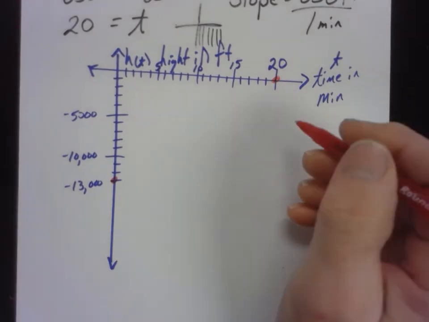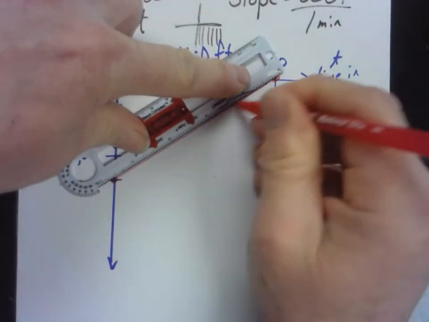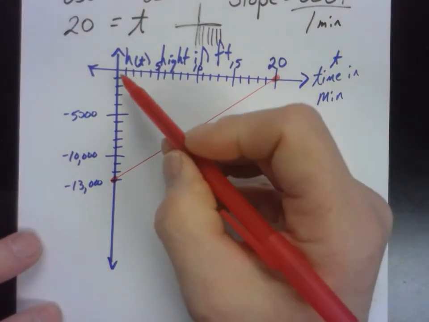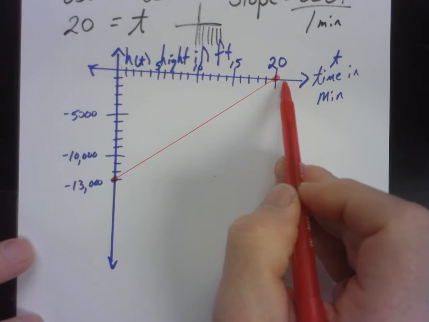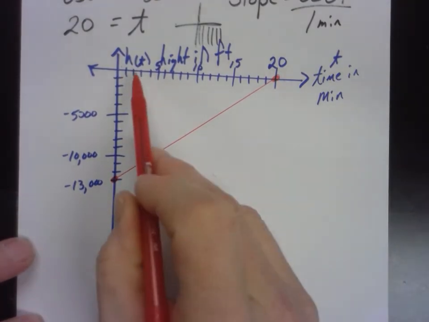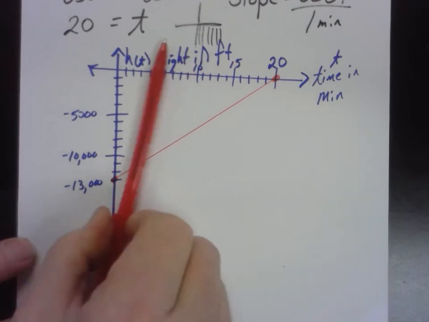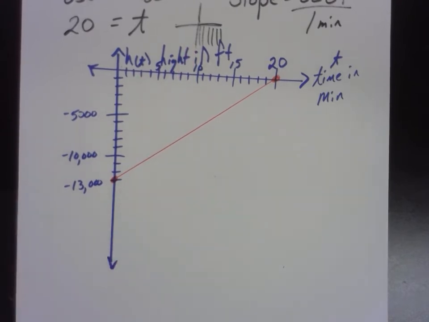And so I'm going to connect those two. Now this is a little weird because my 13,000 doesn't go down as far as my 20 goes over. Does anybody have their 13,000 way further down here and their 20 way closer so that their graph looks more like that? Would that be okay? Yeah, that would be fine. Okay, so there's our graph.